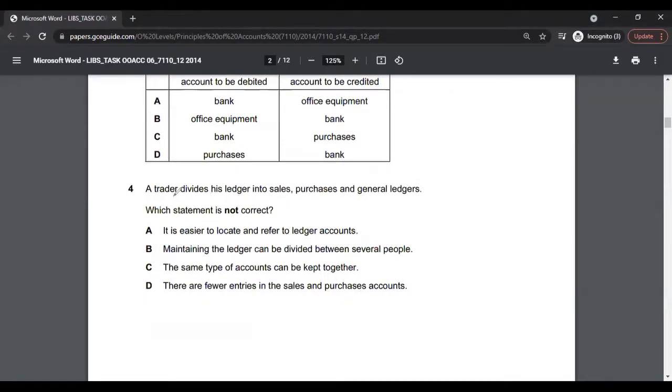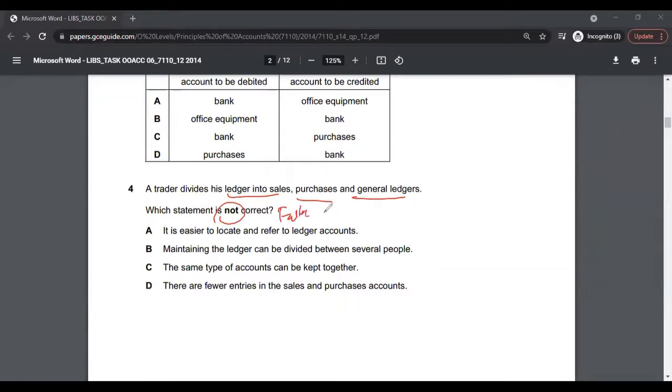Multiple choice 4, a trader divides his ledger into sales, purchases, and general ledgers. Which statement is not correct? So we need to identify a false statement. So option A, it is easier to locate and refer to ledger accounts. So this is actually true.